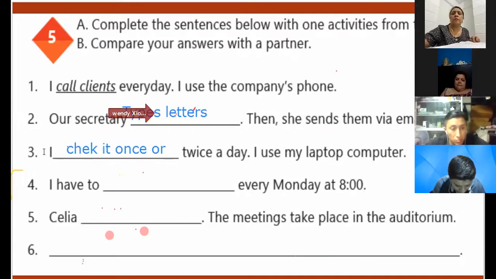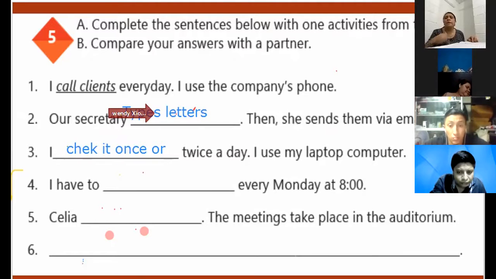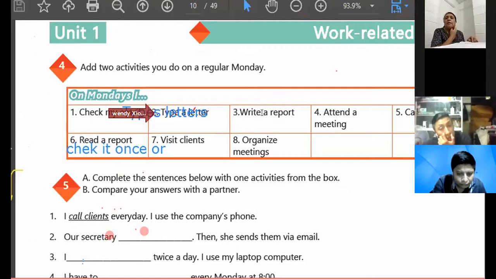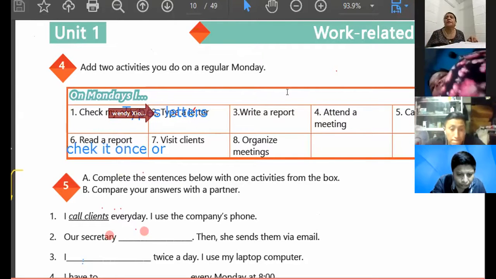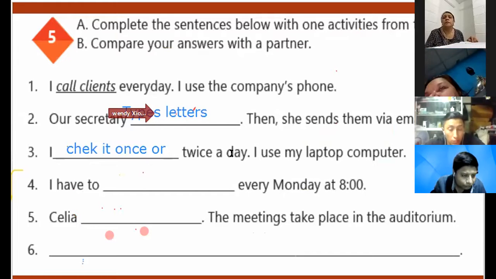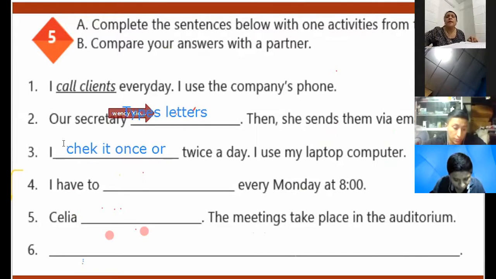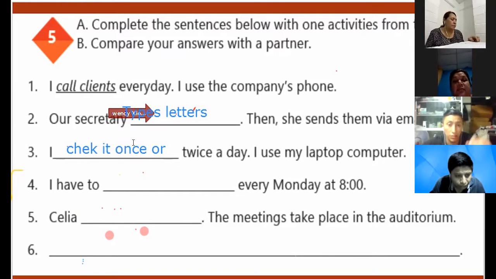Number three, let's see. I check it once or twice a day. I use my laptop computer. This is a very good one, but we need to go to the box and see: write a report. I write a report twice a day. You get it? ¿Me siguen? Yes. Okay. Everybody? Esta respuesta está muy buena. It says, I check it once or twice a day. And it makes sense, right? But what does she check?